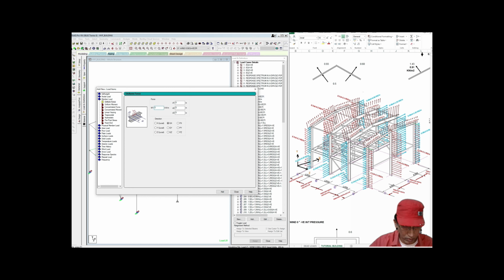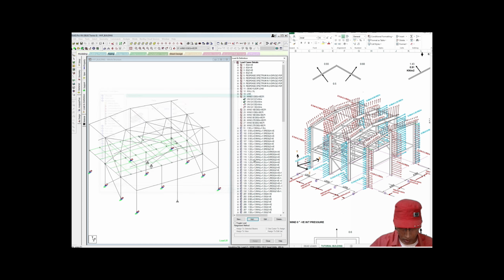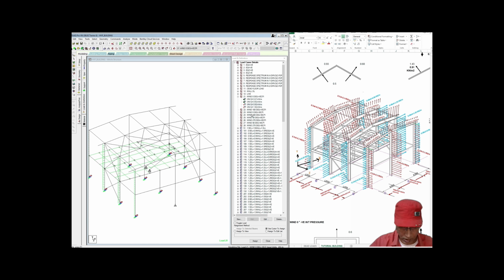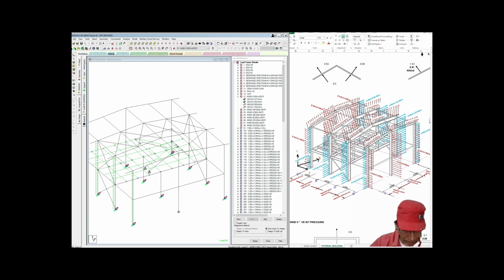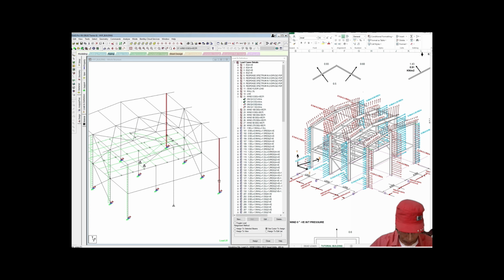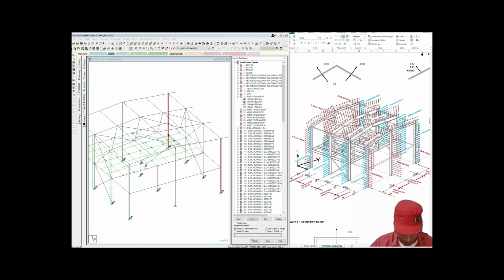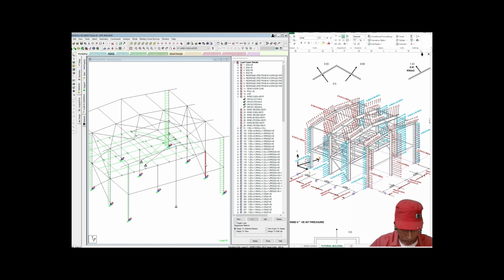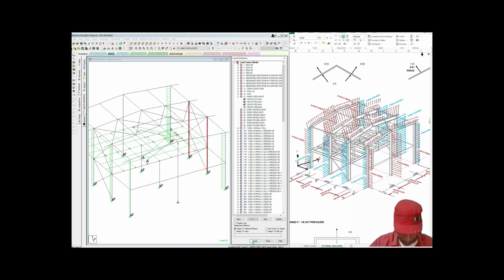STAAD Pro 0.92 at 1.92 at. So let us assign them. 0.92 will be on gable columns. Select the gable columns or corner columns. Assign to the selected beams. Then 1.92, select the interior columns. Assign.